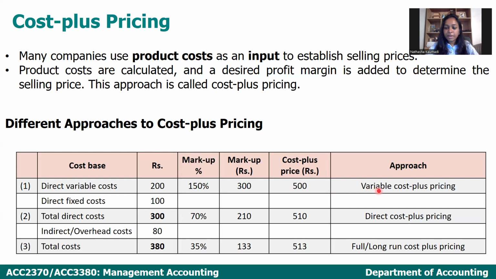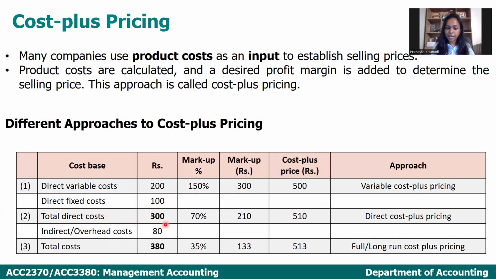What do you call this approach? You call it variable cost plus pricing. Why? You took only the direct variable cost as your cost base. So you take that one and then you add a margin or the markup and then you have the price. Right. Okay. Now we have 200 direct variable and you add direct fixed cost rupees 100 and then you have the total direct cost 300 rupees. Okay, based on this one as well, we can decide our price. How can we do that?